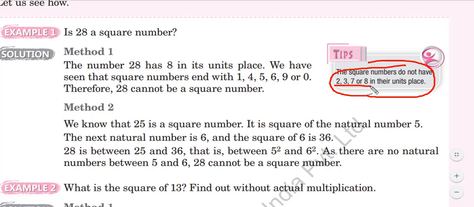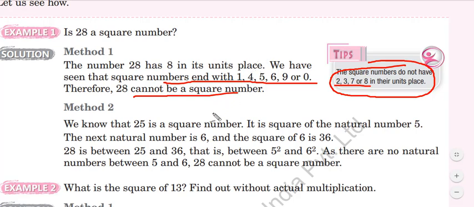As you can see in the square table which we have studied in the previous videos, from 11 to 20, their unit digits never come as 2, 3, 7 or 8. So in the case of this 28 also, you can write this reason: square numbers always end with the digits 1, 4, 5, 6, 9 or 0. Therefore 28 cannot be a square number.